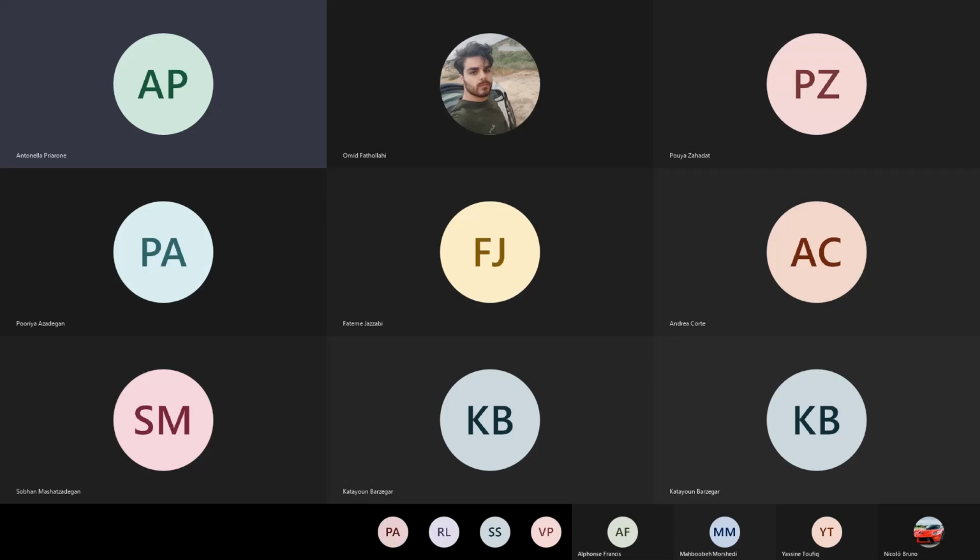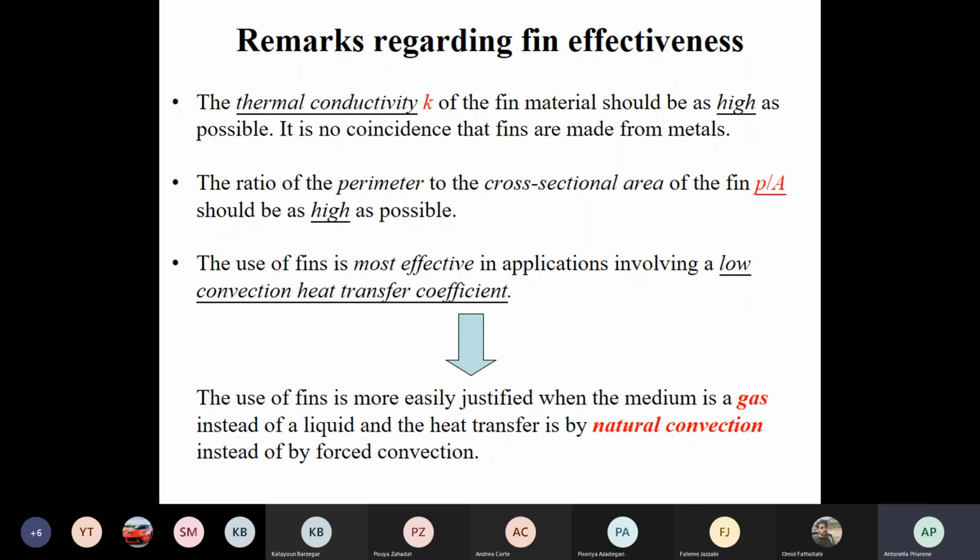Thin, if possible, narrow or thin, in the sense of T-H-I-N, thin. And it is absolutely mandatory to use this type of solution when I have cases with low H, low convection coefficient, and typically this is the case when I have to apply natural convection with gases. If you remember, in one of the first lessons I showed you a table of the convective coefficient for the different cases, and the worst case, that means the lowest H value, is natural convection with gases.